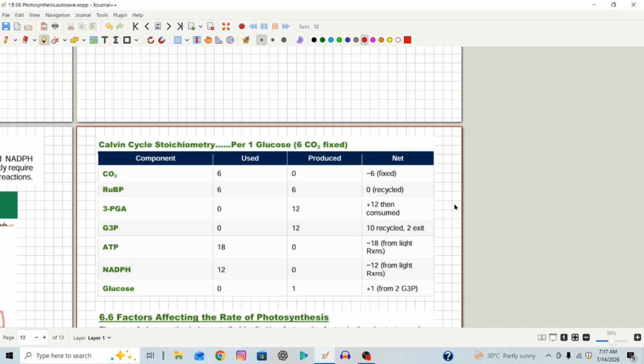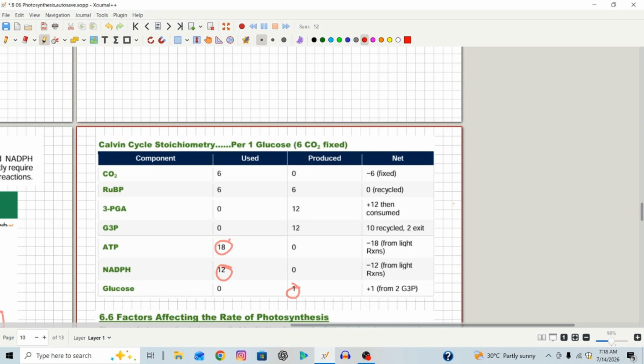What about ATP? There were 12 ATP molecules that were used. That is the important MCQ here. And 12 NADPH molecules were used. And how many glucose molecules were produced? 1 glucose was produced. So to make 1 glucose molecule, you need 18 ATP, 12 NADPH and 6 carbon dioxide molecules. So that's how 1 glucose molecule is made from the Calvin cycle. So that was all about the Calvin cycle.